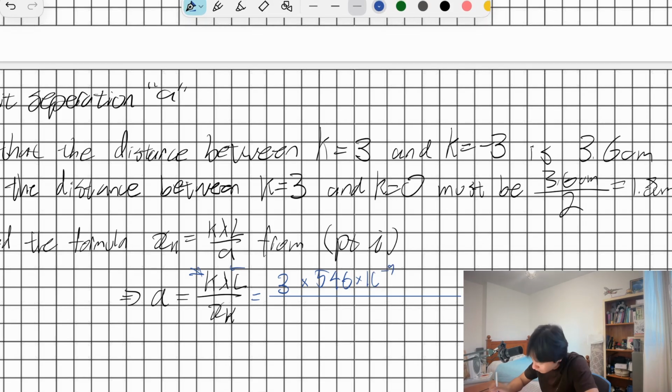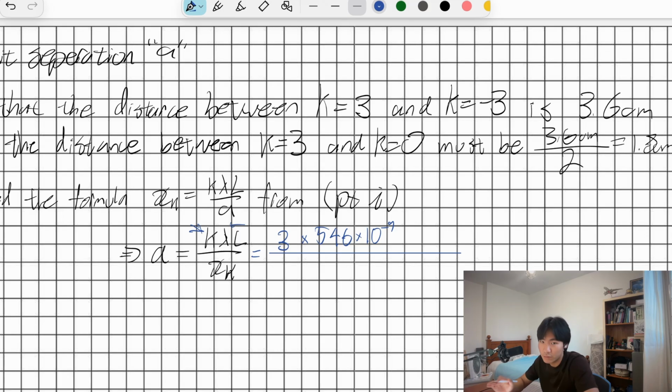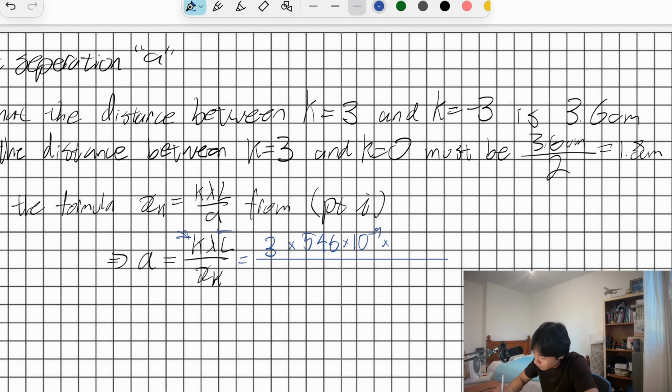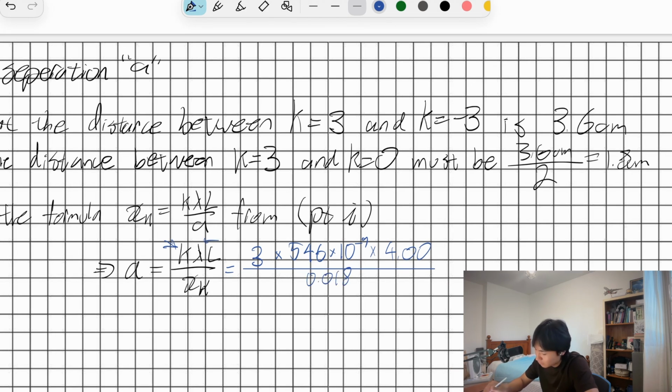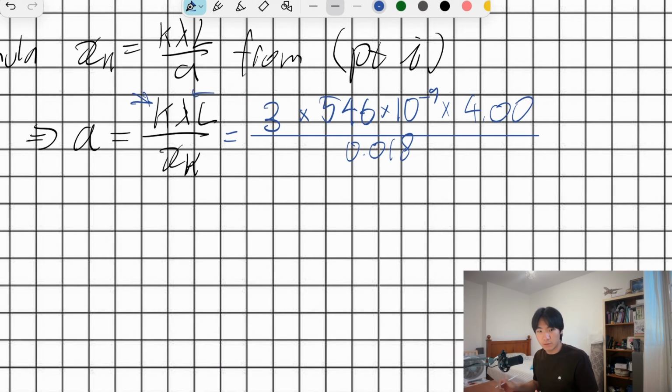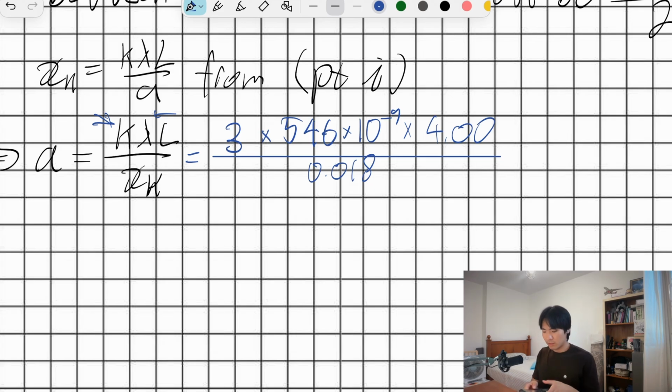That's what nano stands for, 10 to the power of minus 9. And you know that xk is 1.8 centimeters or 0.018 meters. Oh my bad, L is not equal to that. L was equal to 4 meters, and xk is equal to 0.018 meters. If you put this value into the calculator, this is the value you're going to get.